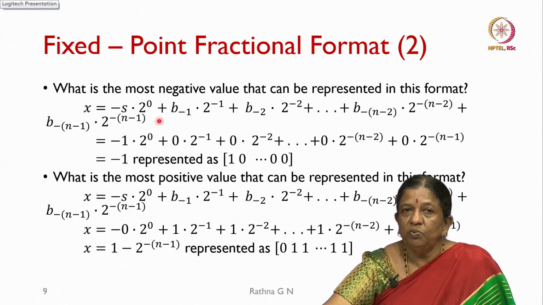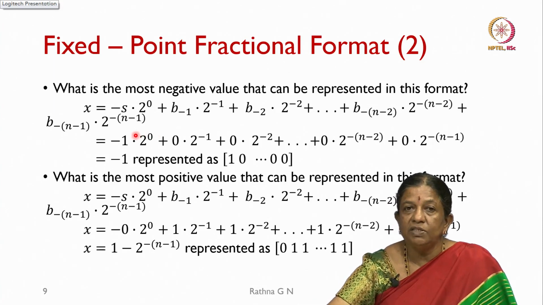So, we will see how a fractional format can be represented. Just as we found the most negative value for the integer format, we will see it for the fractional format. The most negative number will be represented as s is equal to 1, and then the rest of them are going to be zeros. Which is going to be equivalent to minus 1, and this is represented as our regular 1 followed by all zeros, which is 0x800 format.